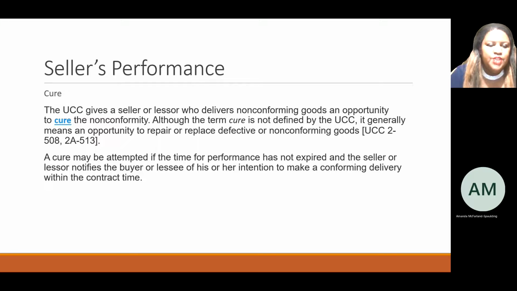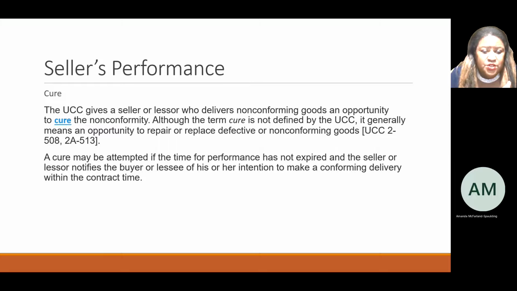Okay, so let's talk about some of the seller's rights. Under the UCC, the seller who delivers non-conforming goods has an opportunity to cure the non-conformity. Although the term cure is not defined by the UCC, it generally means an opportunity to repair or replace defective or non-conforming goods.